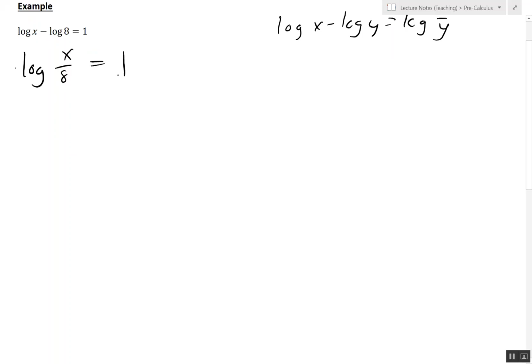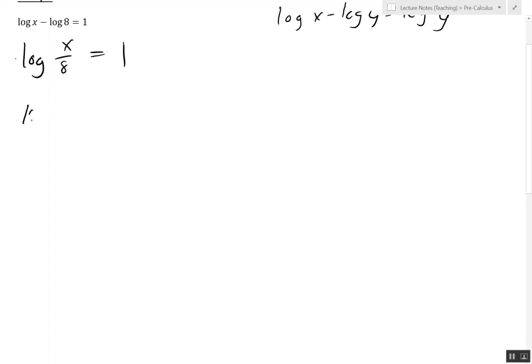And now, using a property we saw in the exponential section, we want to make each side of the equation a power of some base. The base we want to match is the one for the logarithm. Since this is a common log, we're going to use 10. This is going to be 10 raised to the log of x over 8 equals 10 to the first power. Because these are inverse functions, we can use one of our solving properties to isolate and get x over 8 equals 10. Multiply both sides by 8, and we get x equals 80.